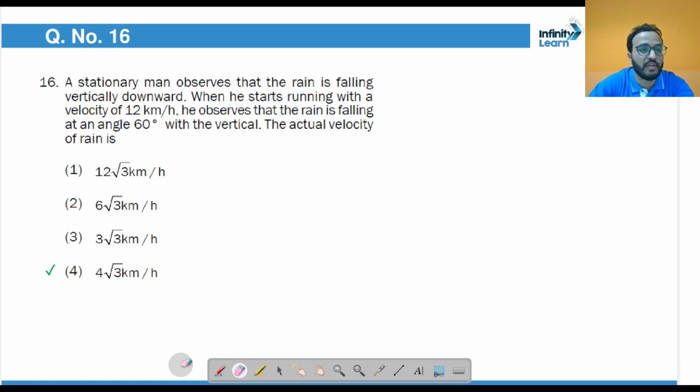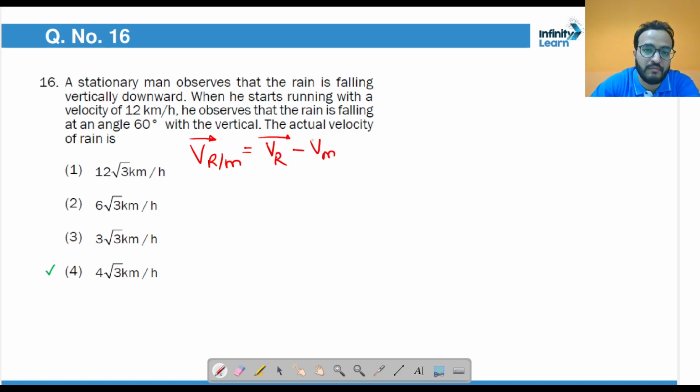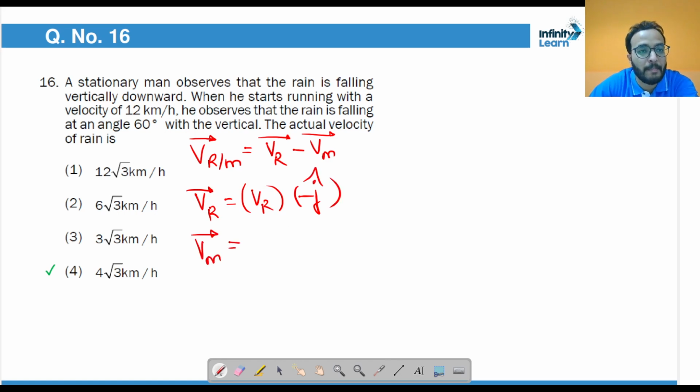Got it? Next question. Very good. A stationary man. See, velocity of rain with respect to man is equal to velocity of rain minus velocity of man, right? So if I say velocity of rain, we don't know, but it is falling downwards, right? So let's say velocity of rain is Vr times minus j cap, and velocity of man is 12 i cap, right? So let's draw and understand.